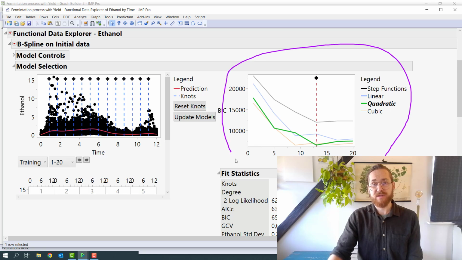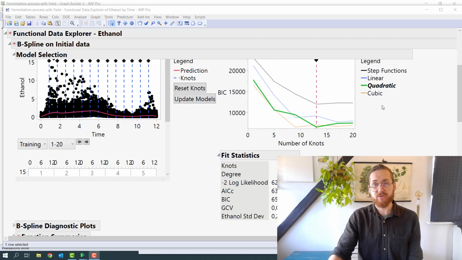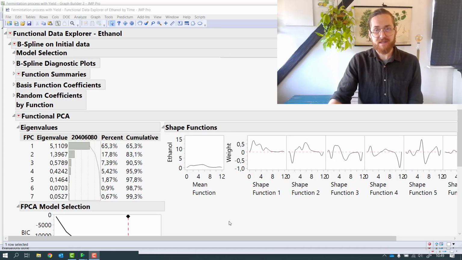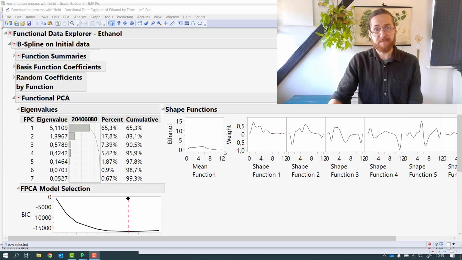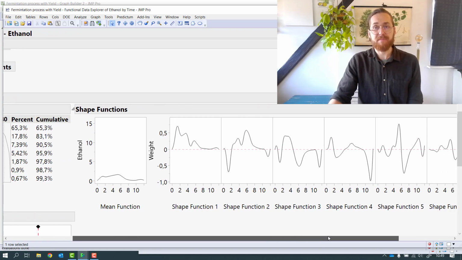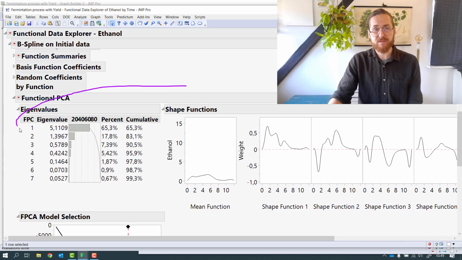I select the one that has the lowest BIC criteria, and I can see that that is the quadratic at something like 13 knots, or 12, somewhere between 10 and 15. I'm happy with that. I go down here and I look at the shape functions. So this is where I make those principal components, and we can see that the first FPC 1 is explaining 65% of the variation.